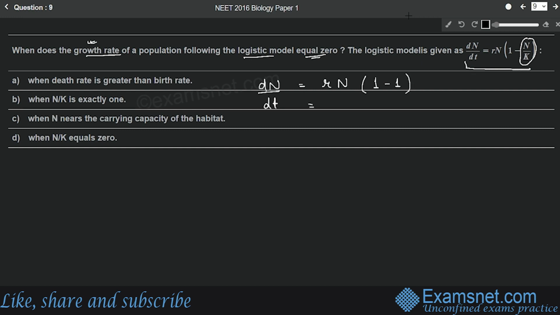Here we have rN and here we'll get 1 minus 1. Okay, when the value of N/K will be equal to 1, in that case it will be rN into 0. Okay, 1 minus 1 is 0. So dN/dt will become 0. So this is possible when N/K is exactly 1. Therefore option B will be the correct answer.